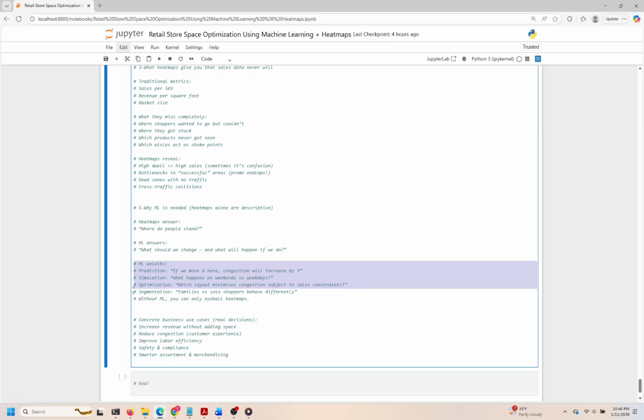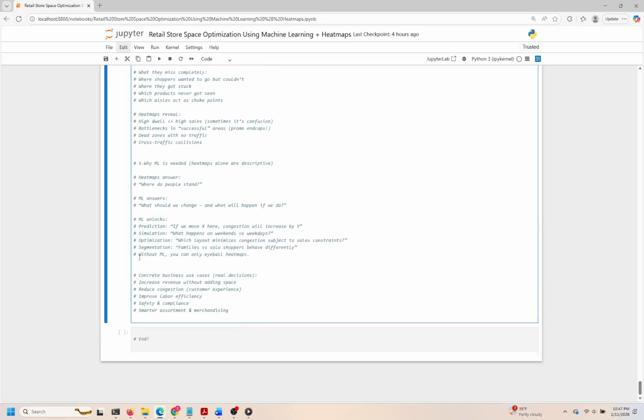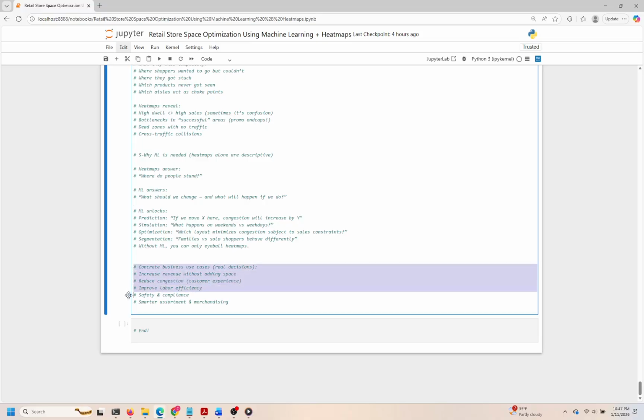By combining heat map data with machine learning, retailers can tackle concrete business objectives, whether it's increasing revenue without expanding footprint, enhancing customer experience by reducing congestion, improving labor efficiency, or ensuring safety compliance. This sophisticated analysis provides a roadmap for smarter assortment and merchandising. Looking ahead, the next cell will likely build on this foundation, exploring tangible case studies that illustrate these principles in action and how they can drive decision-making in real-world retail settings.